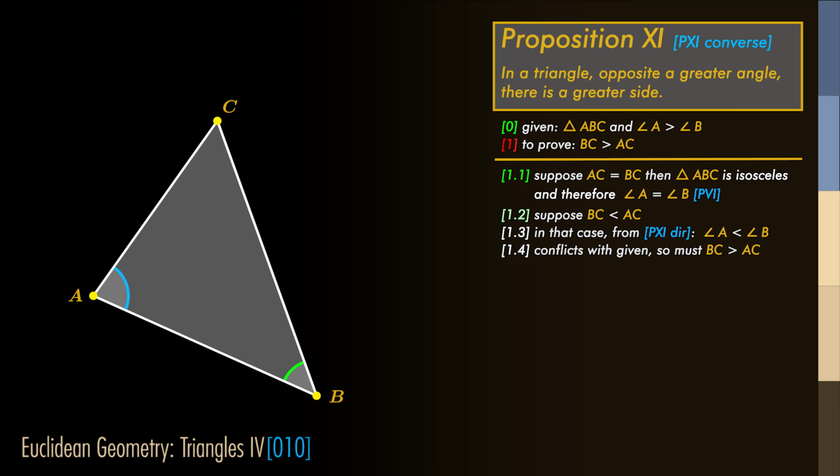Let's assume that side BC is smaller than AC. The direct proposition shows us that angle A must be smaller than angle B. But this contradicts what was given at the start. So BC must be greater than AC.